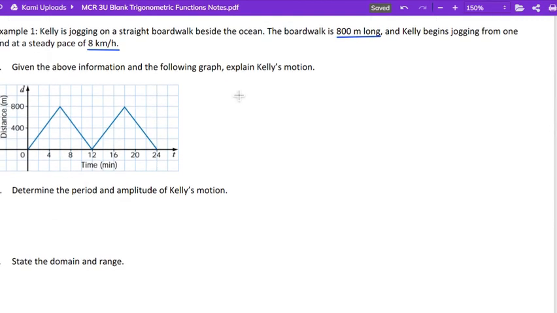Given the above information and the following graph, explain Kelly's motion. Okay, so this is like the distance time graphs that hopefully you did in grade 9. So what I want you to do is take a moment to look at that and try to understand and explain her running. Okay, I'll go over it, but you try to do this. Try to read the graph. So what did she do? How did she run? What's the zigzag thing?